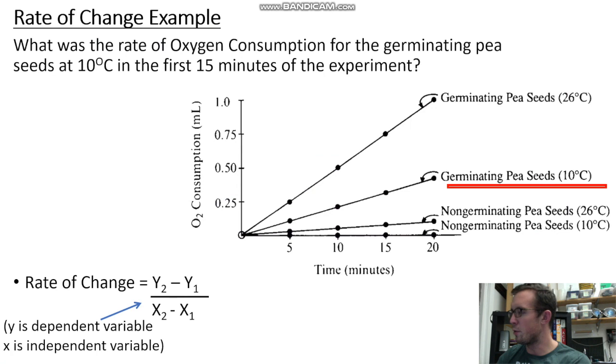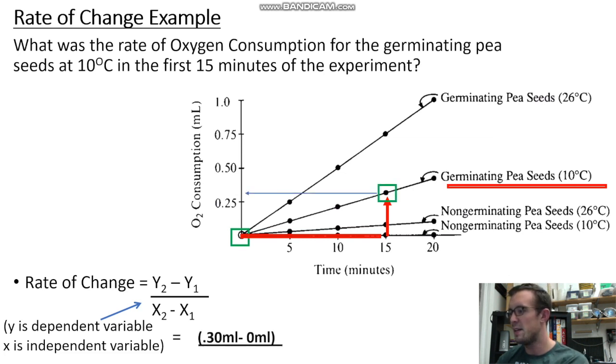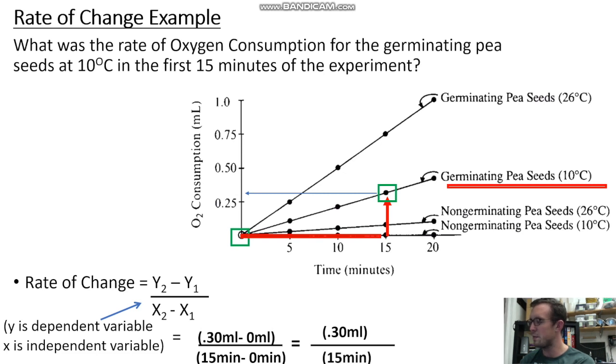So we'll find our group of pea seeds at 10 degrees Celsius, and we'll see how much they changed over the course of the 15 minutes of the experiment. That is, from 0 minutes, how much oxygen had they consumed, to 15 minutes, how much oxygen had they consumed. And we can see that their oxygen consumption went from exactly 0 milliliters to 0.3 milliliters, a difference of 0.3 milliliters. And we can see that the time in which this occurred was from 0 minutes to 15 minutes, exactly 15 minutes. And so the rate of change then was 0.02 milliliters per minute.